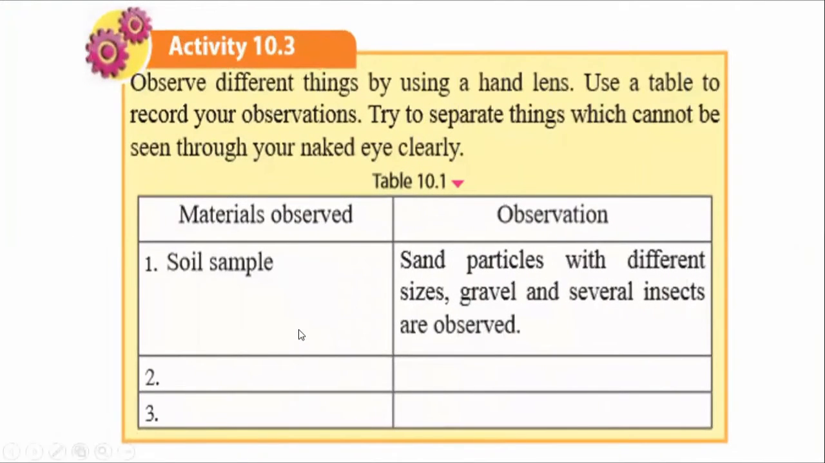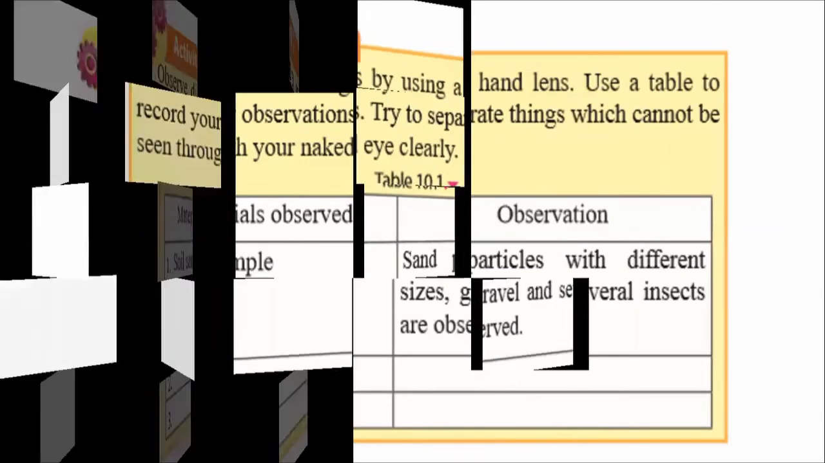Let's look into activity 10.3. Observe different things by using a hand lens. Use a table to record your observations. Try to separate things which cannot be seen through your naked eye clearly. Materials observed: soil sample, sand particles with different sizes, gravel, and several insects are observed. Alright, if you have a hand lens at your home, you can observe different items at your house. Alright, but anyway, I have two images here.